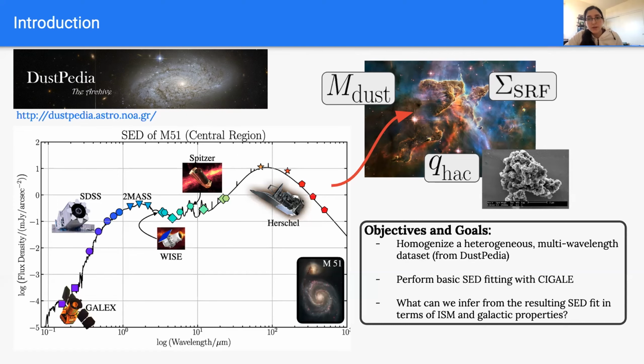Thus, in our project, by performing SED fitting with the program CIGALE, we were able to infer properties like the dust mass, the star formation rate surface densities, and the dust grain properties for every single pixel in the image. However, in order to do this with every single pixel rather than the net effects of the entire galaxy, we first had to homogenize the data set.